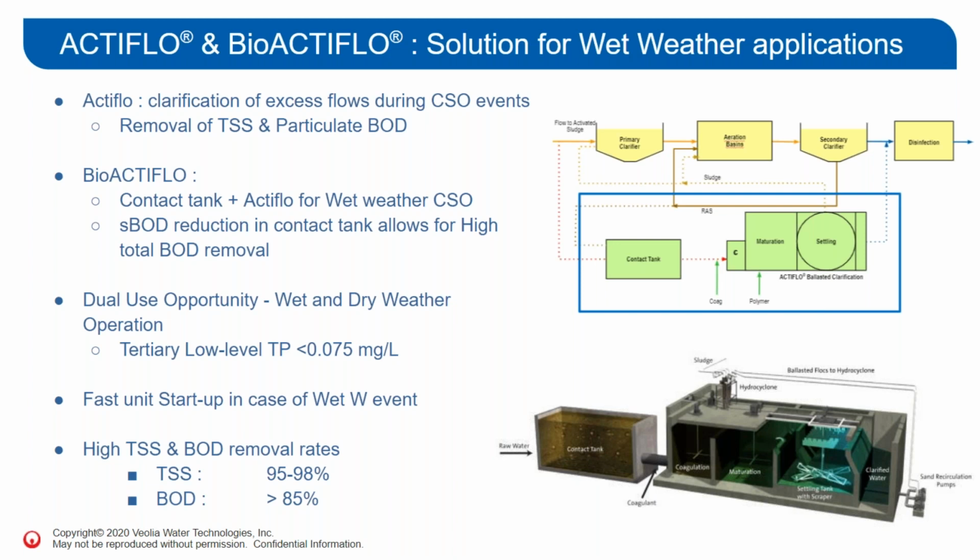In addition to the wet weather treatment, the Actiflo can also double as a dual use for tertiary treatment and polishing phosphorus down to levels of 0.075 milligrams per liter.